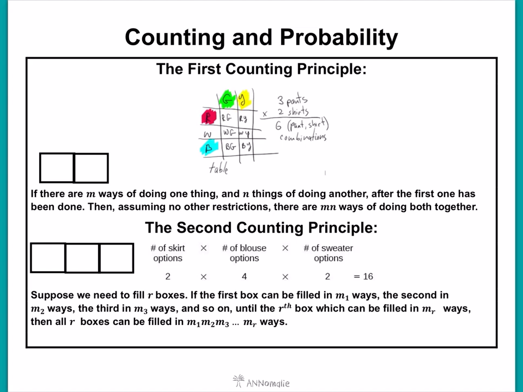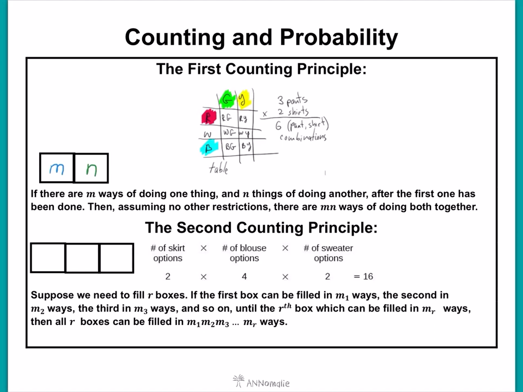And that brings us to the first counting principle. If there are m ways of doing one thing and n ways of doing another, after the first one has been done, then using no other restrictions, there are m times n ways of doing both together. So let's fill that in. M times n.